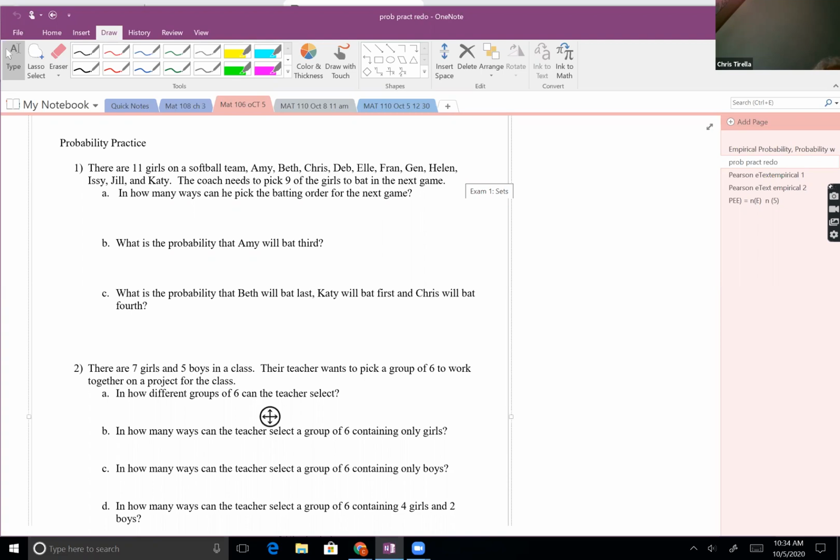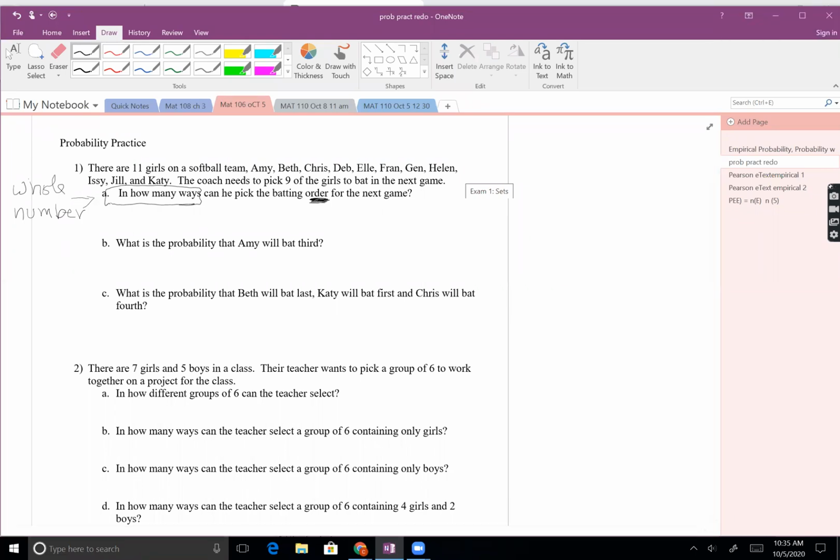Couple of things in this wording. First of all, if a question asks in how many ways, it means I'm going to have a whole number answer. How many is a counting number. Now we've got to figure out how to come up with that counting number. You see how it says batting order. So does order matter? Yes. That word order implies to me it's going to be a permutation.